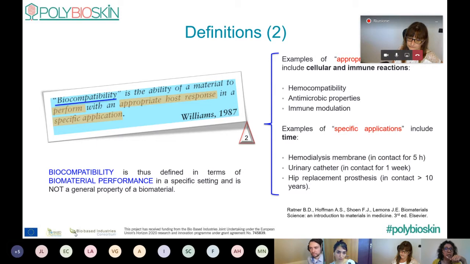So the biocompatibility of the materials involved in the application is intended for the time of the application. For example, maybe a catheter is not biocompatible for 10 years. So also the material must perform, so it must be active and do what it is supposed to do in this time.